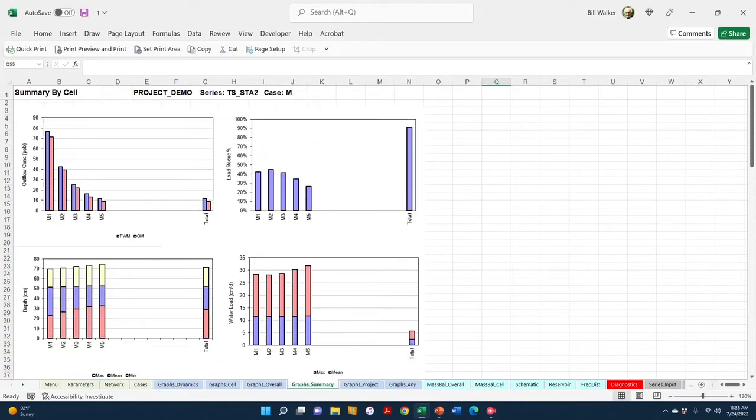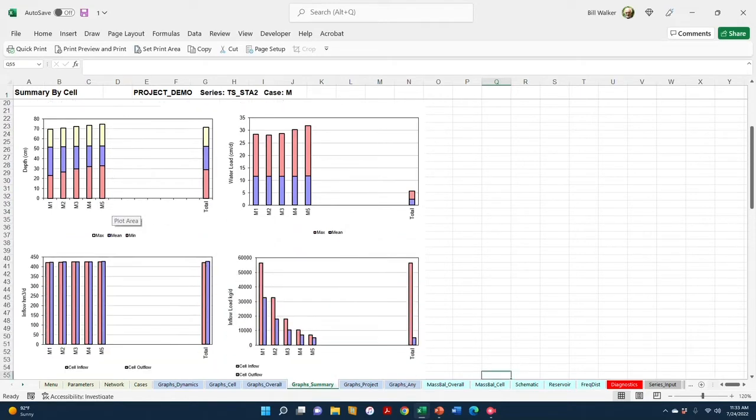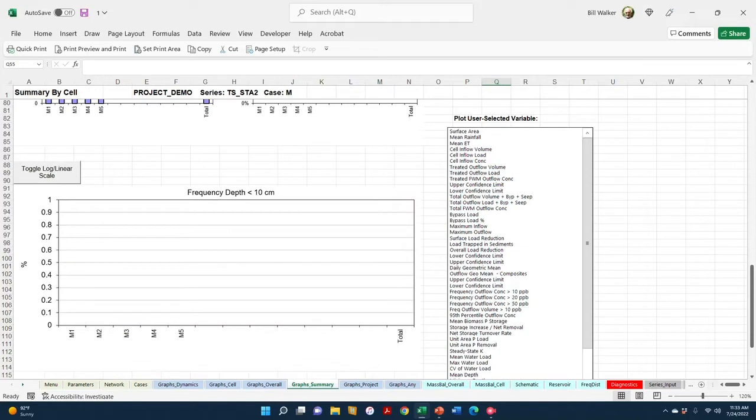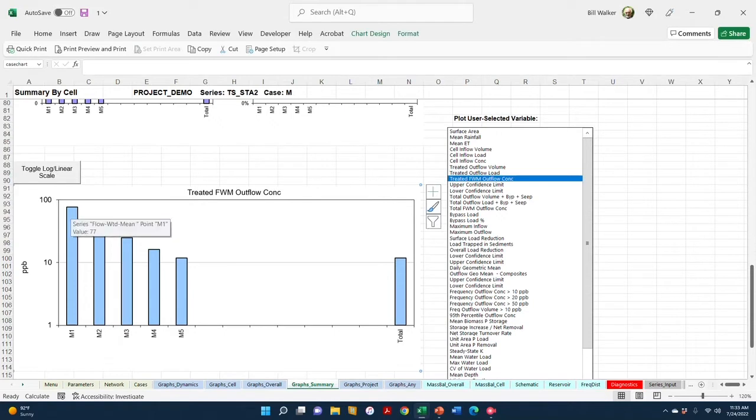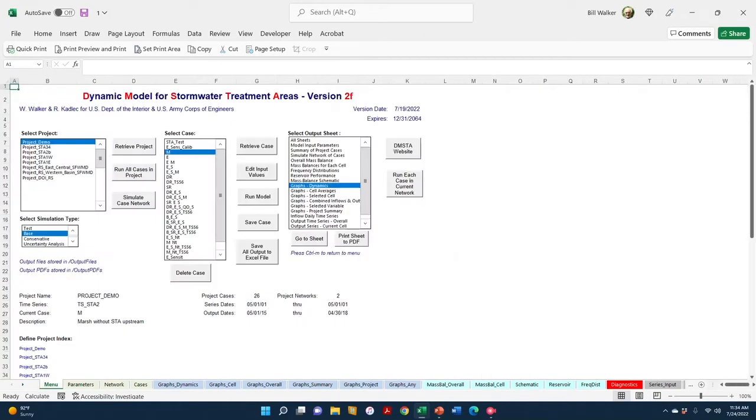Alright, so as I mentioned, that's the gradient typical of what we measure in the marsh transect. And over here on the side is the drop-down menu for variables. So if we want to plot the outflow concentration, you can see that if you plot it on a log scale, it's pretty much log linear, which means it's an exponential decline. And that was basically the first STA design model, just using an exponential decay to represent the marsh.